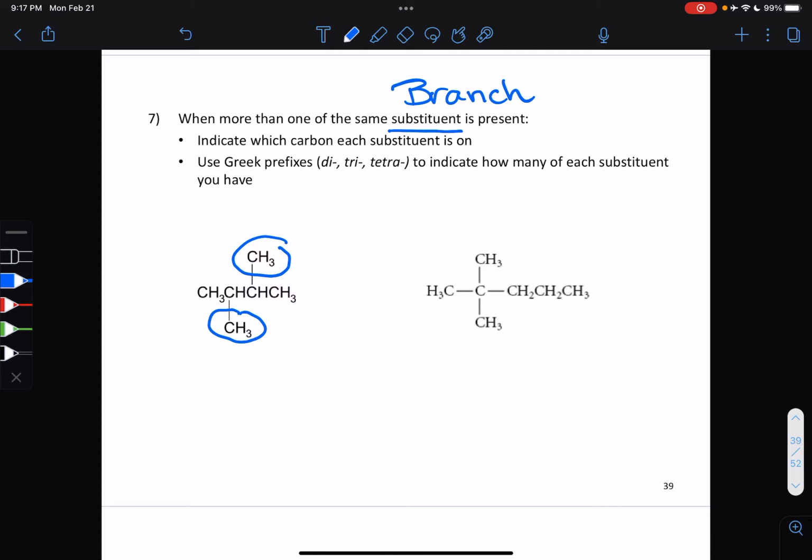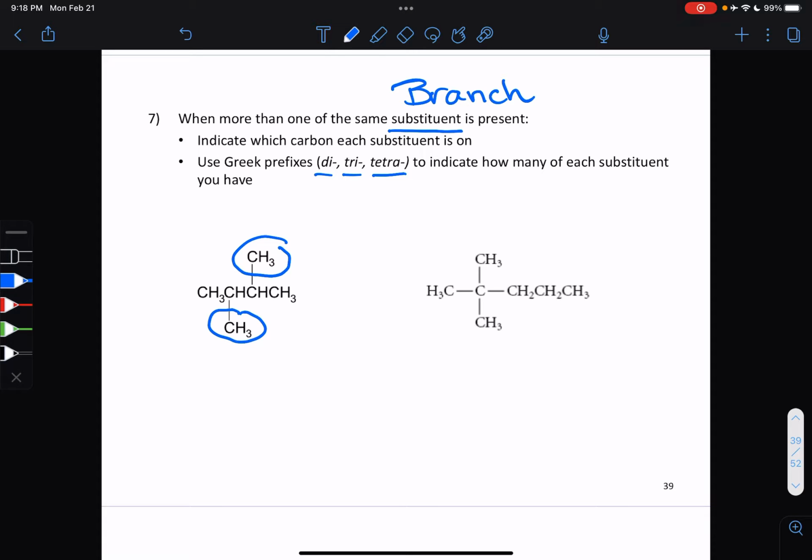So if we have 2 of something, we use di. If we have 3, tri, 4, tetra, and 5 is what? Penta. And then we have hexa, hepta, and 8 is octa. Everybody knows 8. Okay, and that's going to indicate to the person who's reading what we've written how many of those branches are there. So let's go ahead and go down to the examples down here.